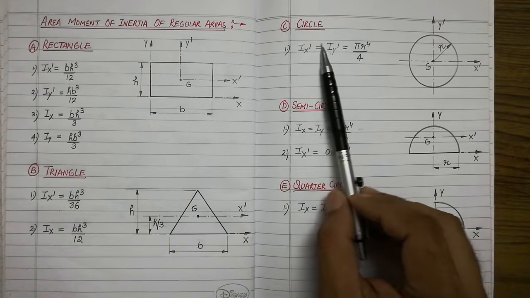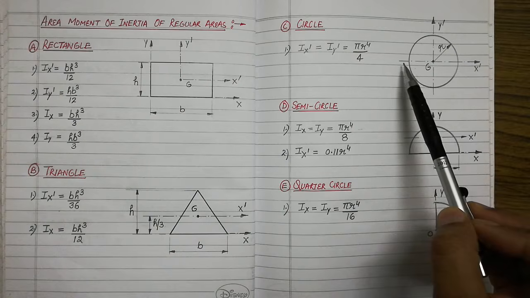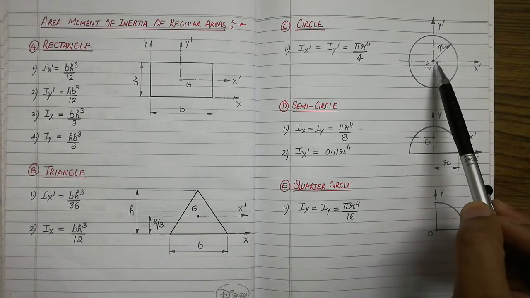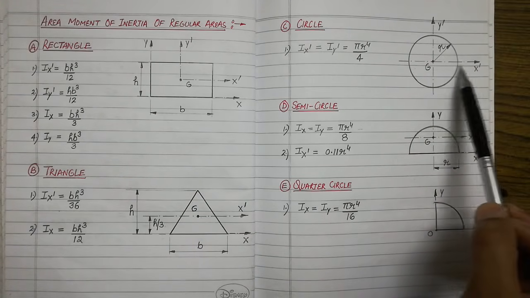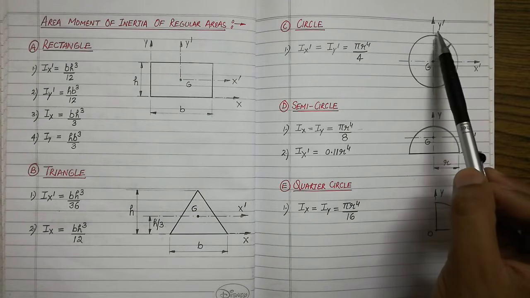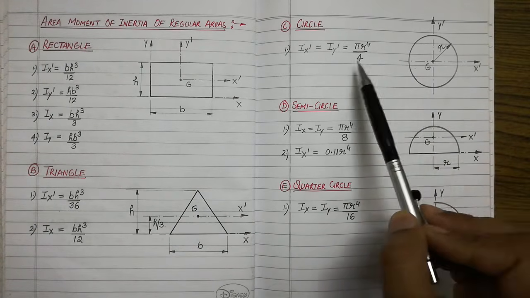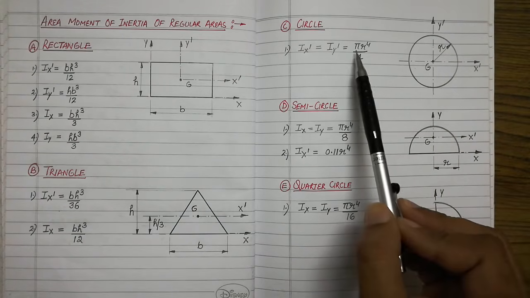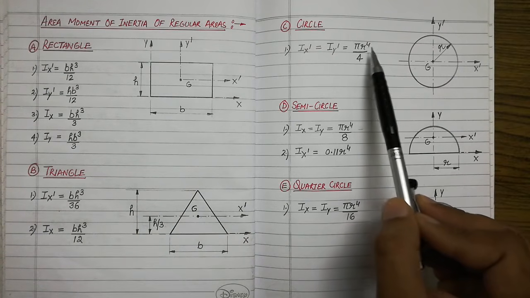Now next we will talk about circular area. Over here one circle is shown, two axes are shown, and both are passing through the centroid of the circle. So the center of a circle is its centroid. So we'll call these two axes centroidal axes. One is along x direction, so we have labeled it as x dash. Another is along y direction, we have labeled it as y dash, and the radius of the circle is given as r units. So moment of inertia along these two centroidal axes for a circle is always equal to pi r power 4 by 4, where r is the radius of the circle.